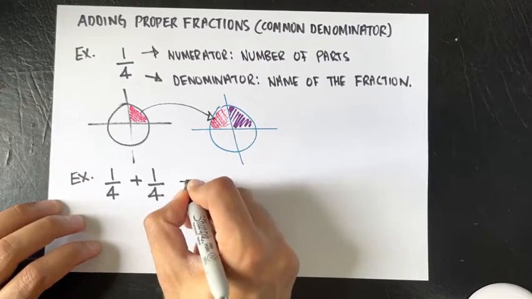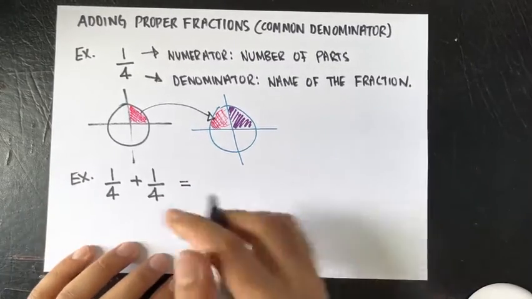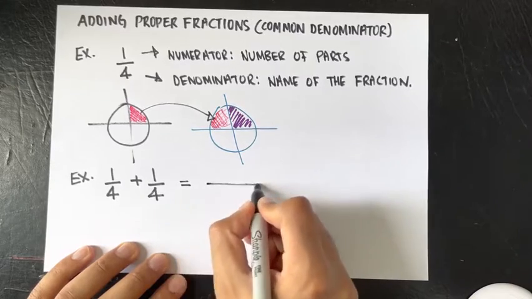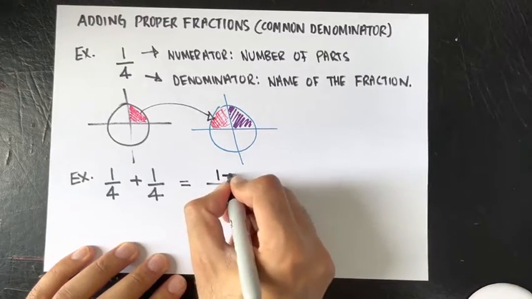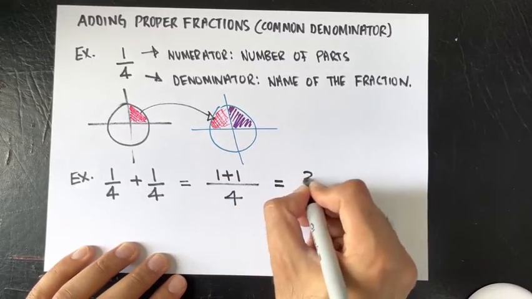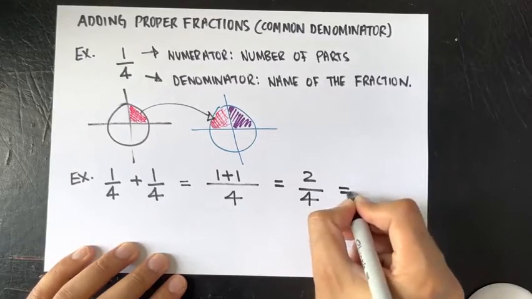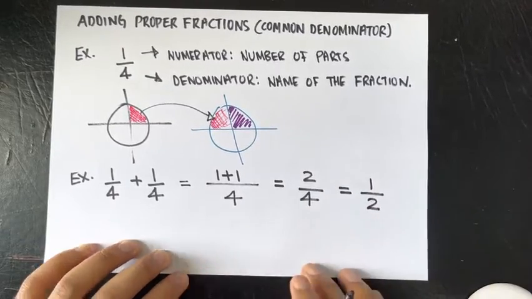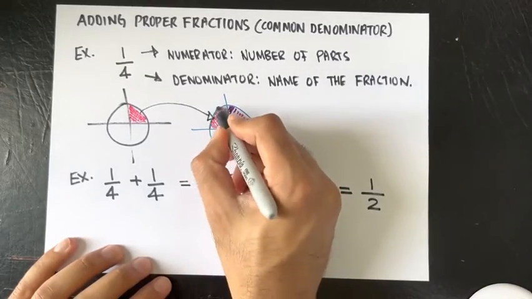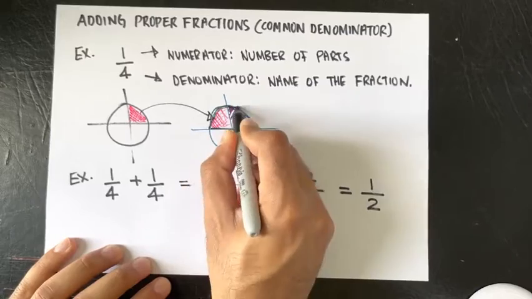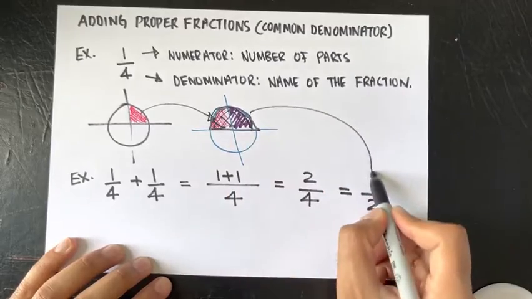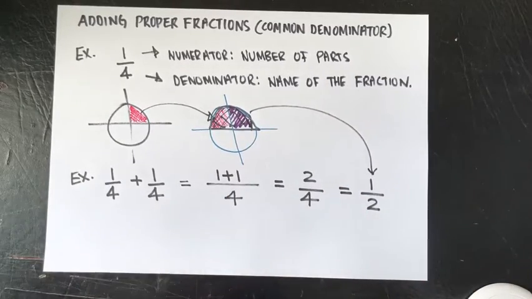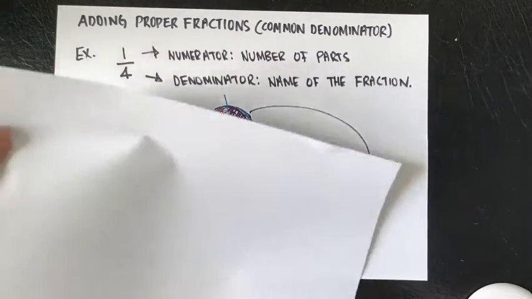So by arithmetic, it's the numerators that do all the work. So the denominators stay the same, and you got 1 plus 1 equals 2/4, which is half. And that half is visually represented here. And that can be seen there as your proof. Okay, I'll do some more examples.